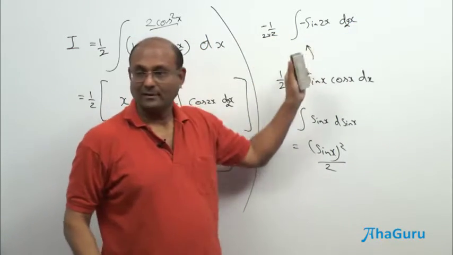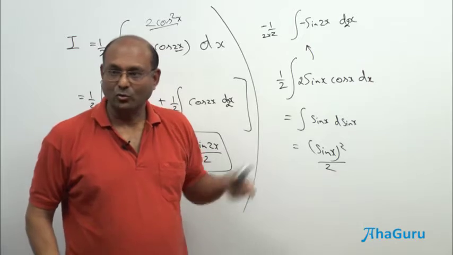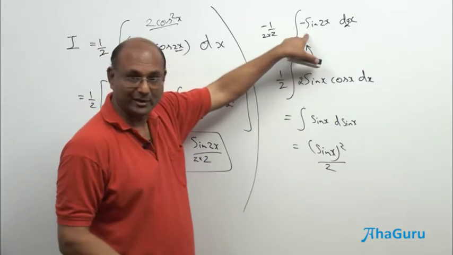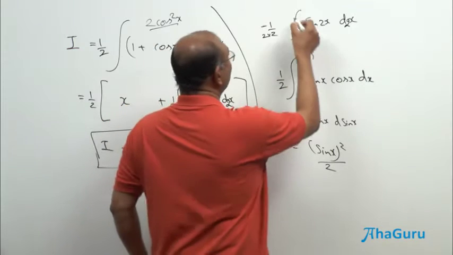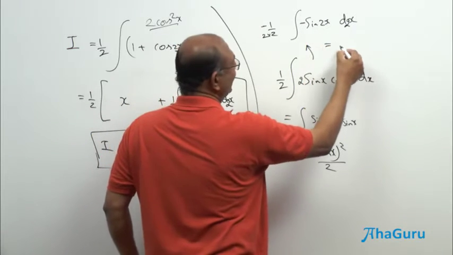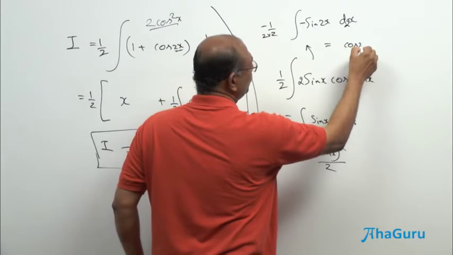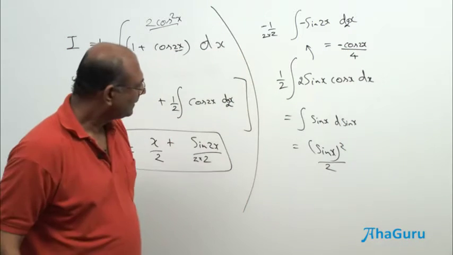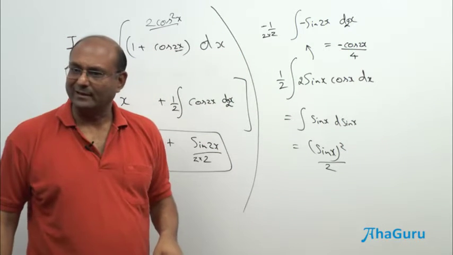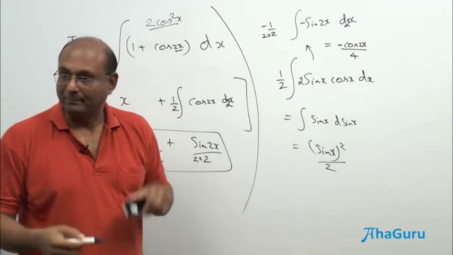What is this? Cos 2x. No minus because the minus is already there. So minus 1 by 4 cos 2x. So we have got a new answer. So if I write this answer here, the answer is cos 2x by 4 with a minus sign. Wait a minute, we got a different answer here. Are these two the same?